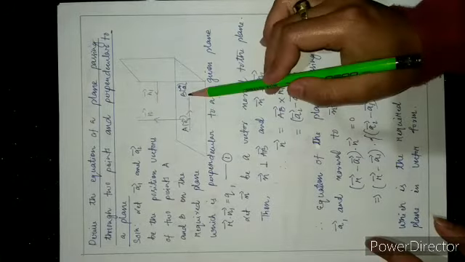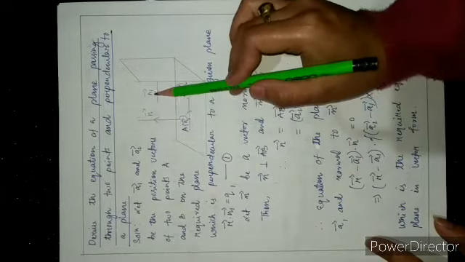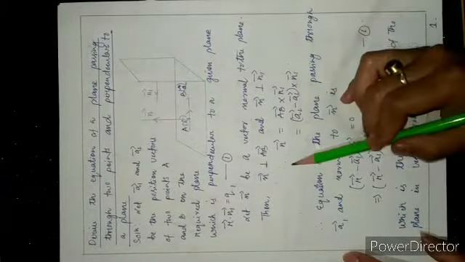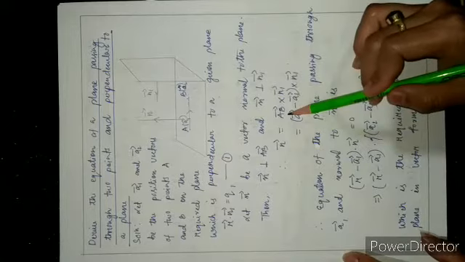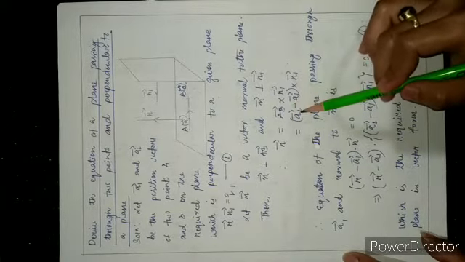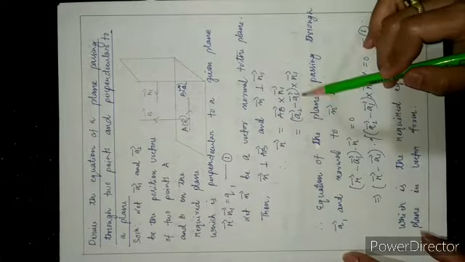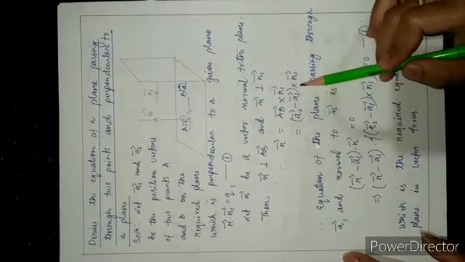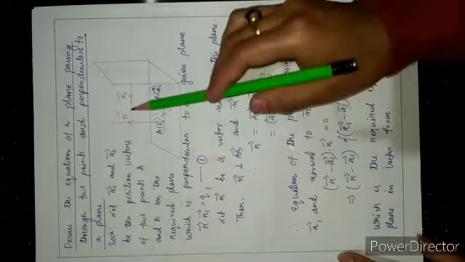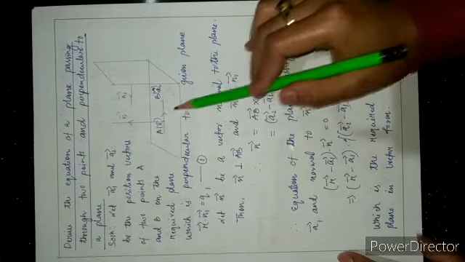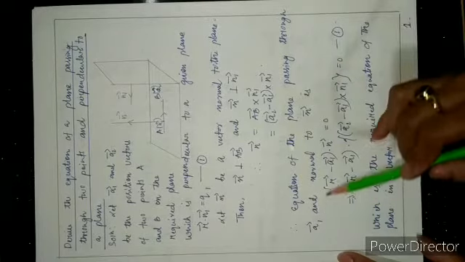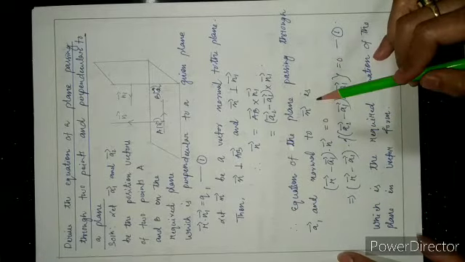Since n vector is perpendicular to AB vector and also perpendicular to n1 vector, this n vector is given by the cross product of AB vector and n1 vector. AB vector means position vector of B minus position vector of A, that is a2 minus a1, cross product n1 vector. This n vector is a vector normal to the required plane, and so write the equation of the plane passing through a1 vector and normal to the n vector.